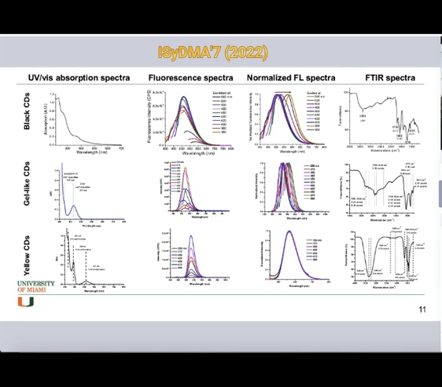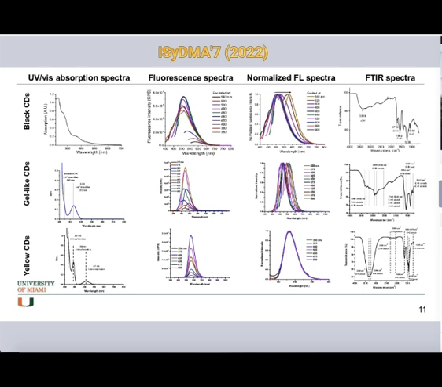So the first one is related to the absorption, followed by the fluorescence spectroscopy, and we finish with the FTIR. This is done for all carbon dust. And absorption spectroscopy means for the black, the gel-like, the yellow.